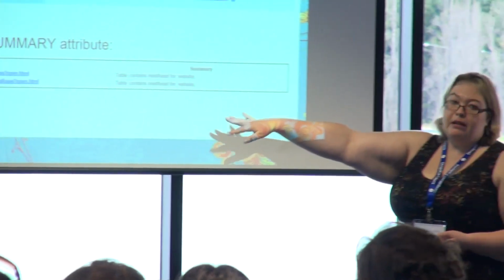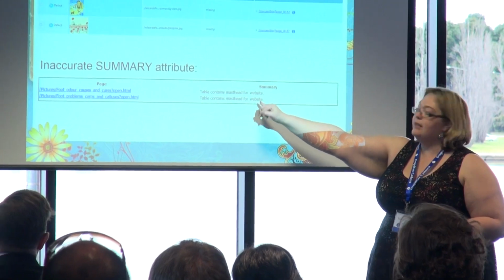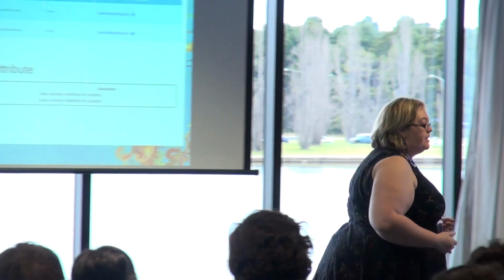And this is inaccurate summary attributes for tables. So you can see on this page, the summary text is "table contains masthead for website", which is basically useless. This one here tells you where the missing headings are, so they're easy to implement. And this one tells you where the link text is inaccurate.